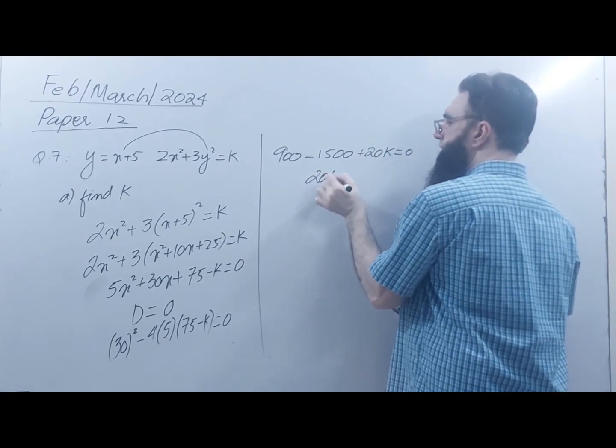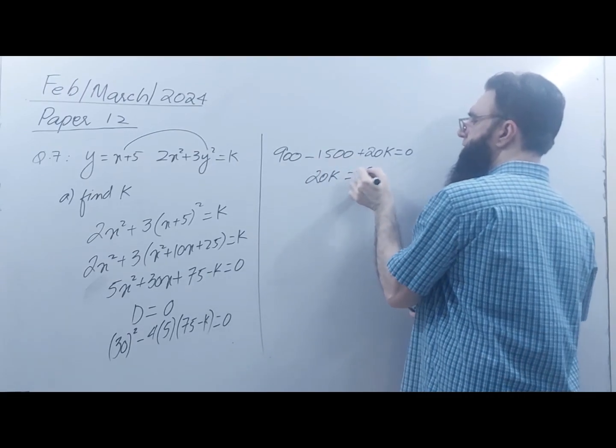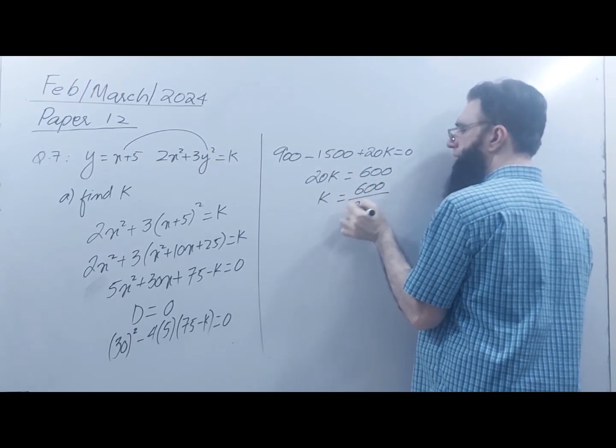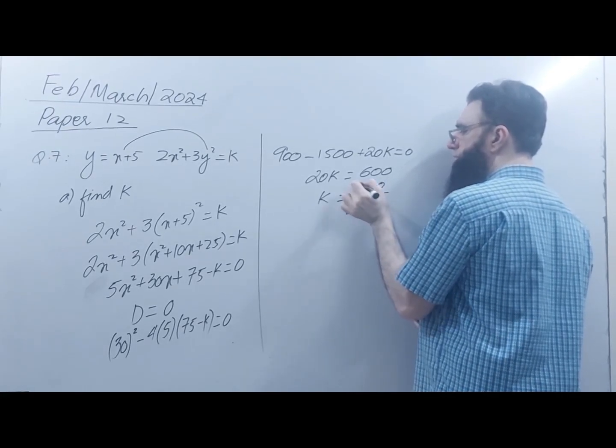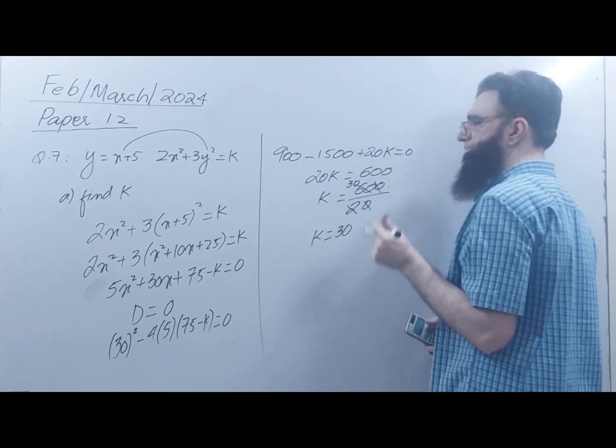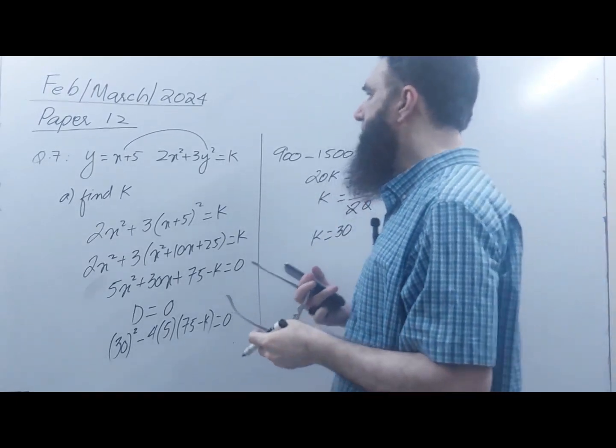So 20k equals, this is 600, right? So the value of k is 600 divided by 20. 0 goes out, 2 3s are 6. So the value of k is 30. Right? This is part A.